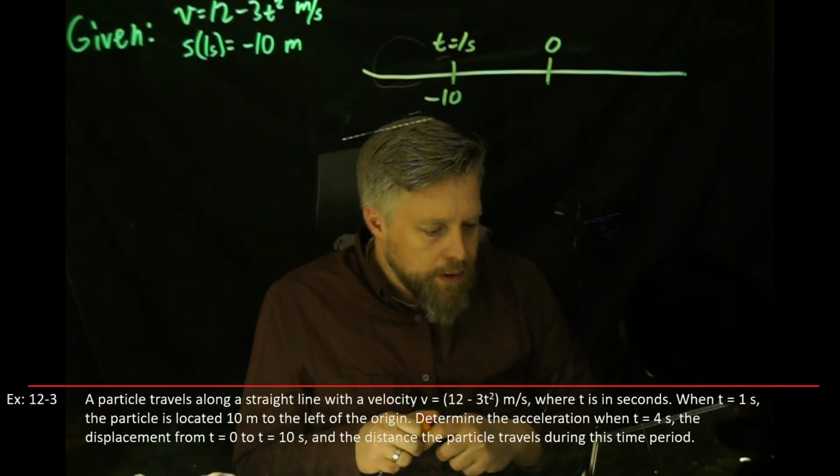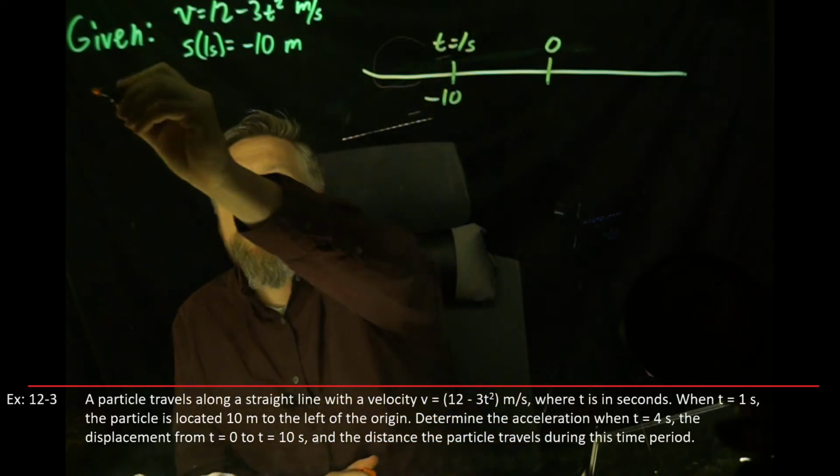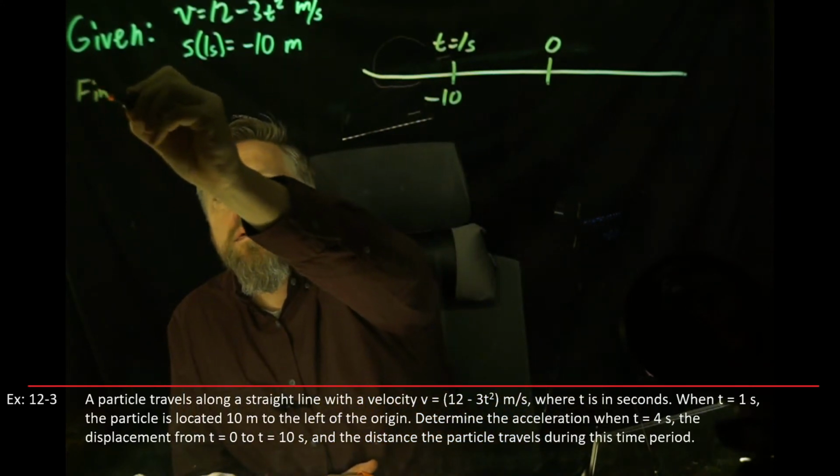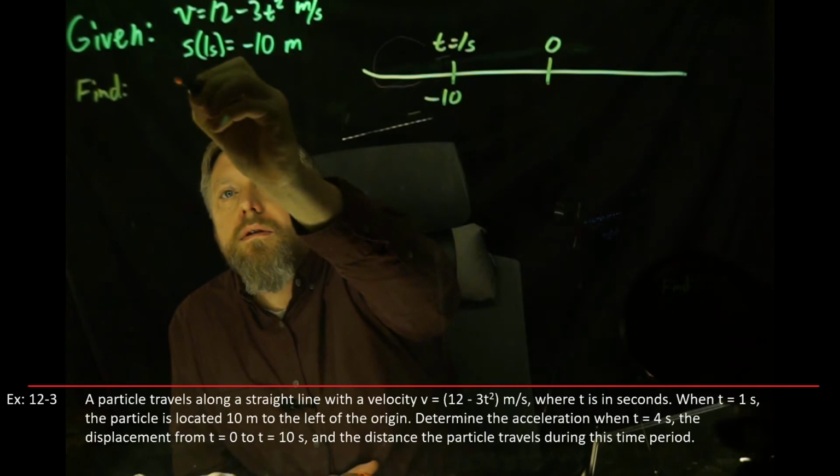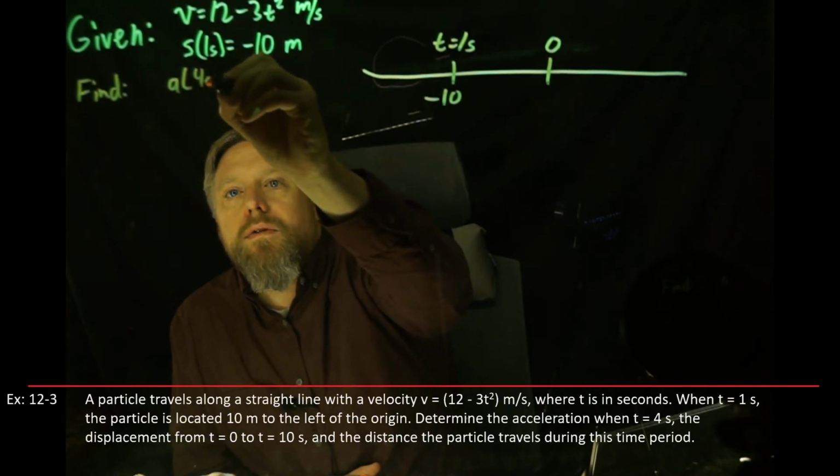Determine the acceleration when t equals 4 seconds. Hey, it's asking me for my find. Find the acceleration when t equals 4 seconds.